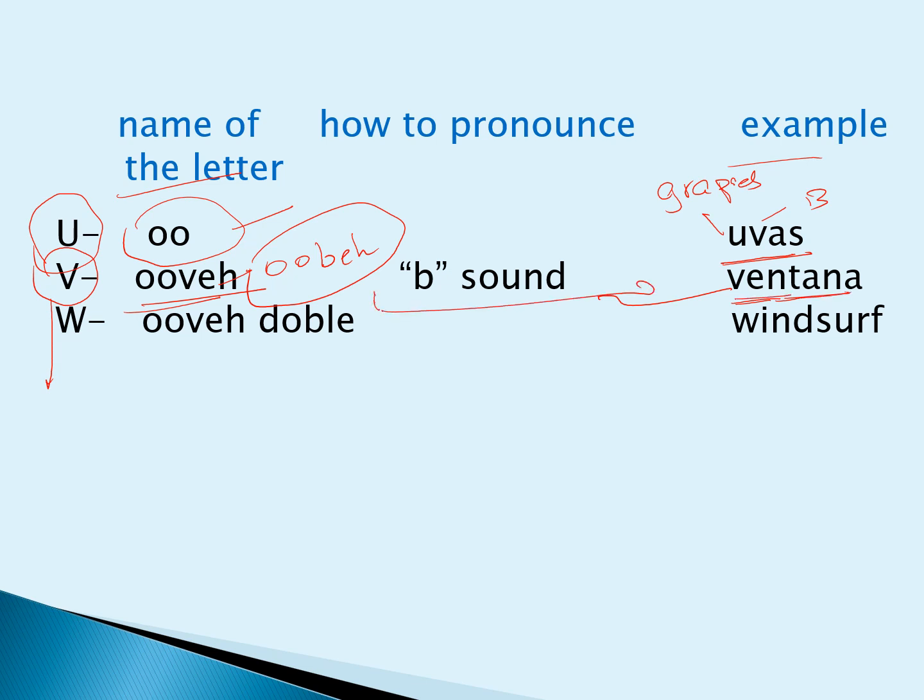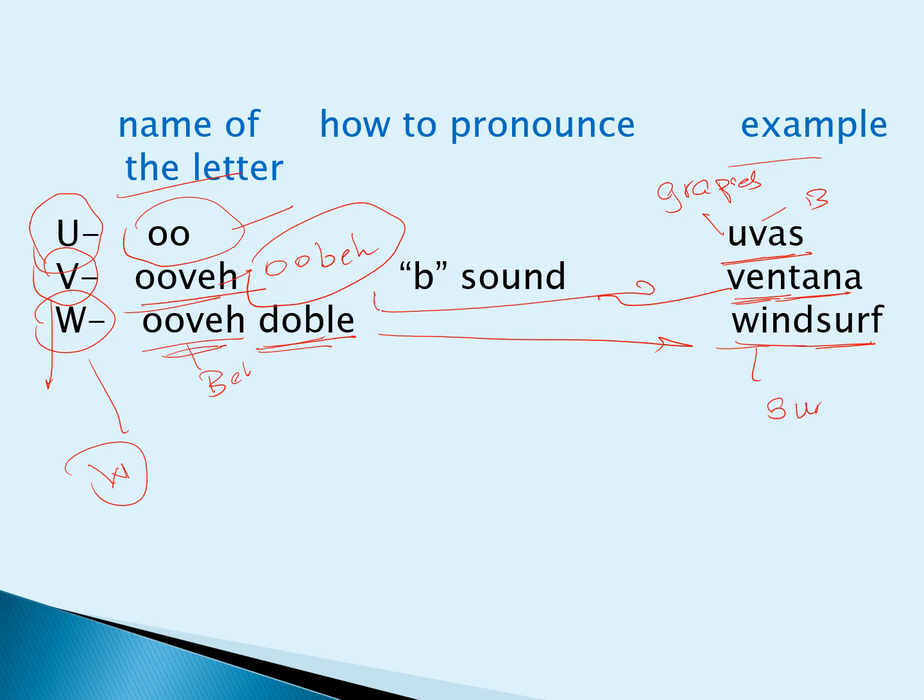Ventana. Right. Next letter. In English, this is W. But in Spanish, this is uve doble. Uve doble. Right. Look at the example. Windsurf. That means windsurfing. Right.